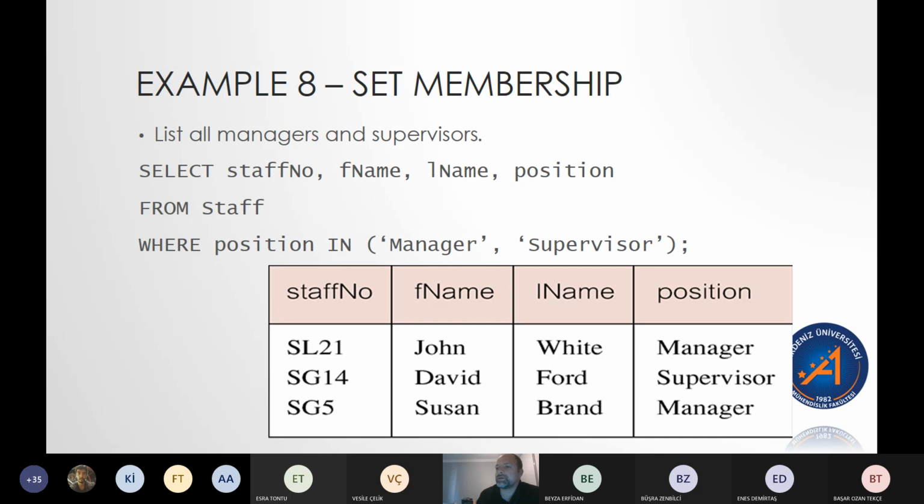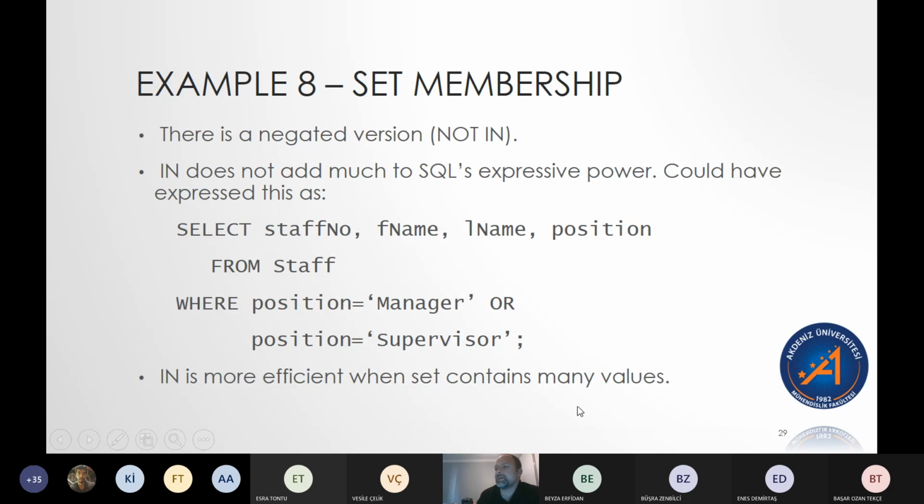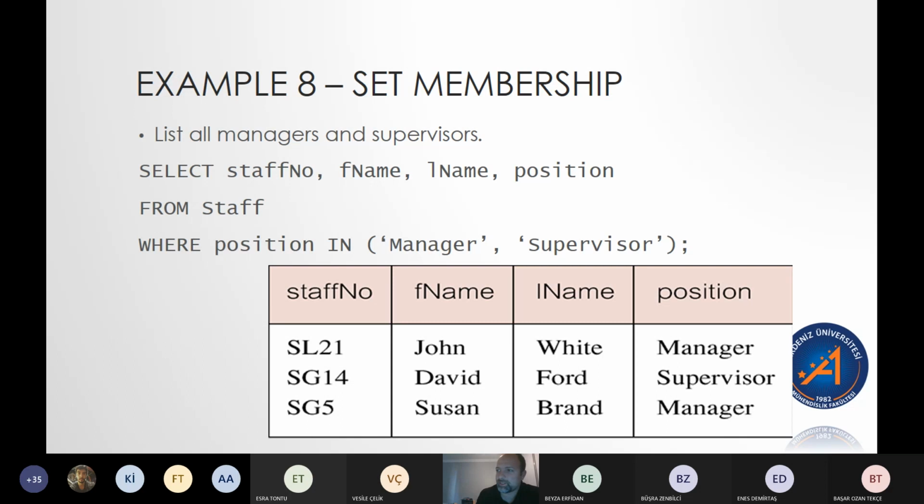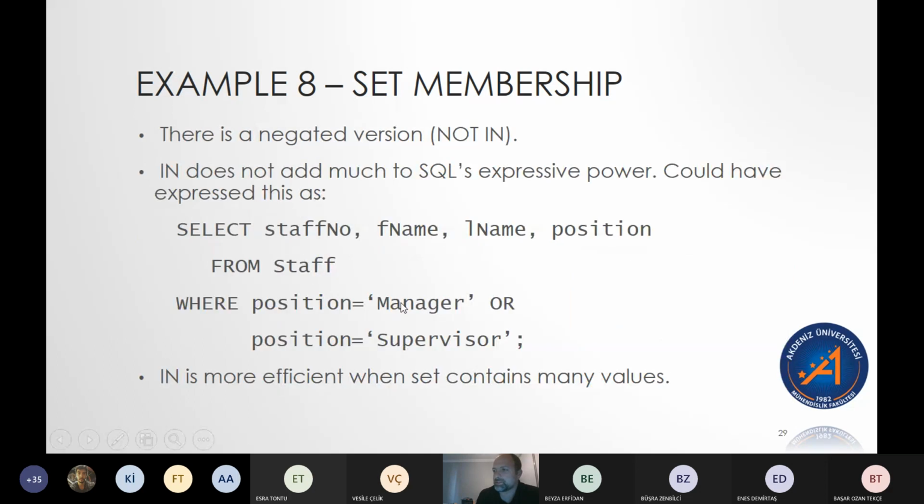So again, in is more efficient for typing when the set contains many values. If there's lots of values possibly in the set, then you may want to use the in instead of trying to say where it's equal to that value. Make sure you know that the way to do something with multiple values like manager or supervisor is to use a set notation here, or use position equals manager or position equals supervisor.